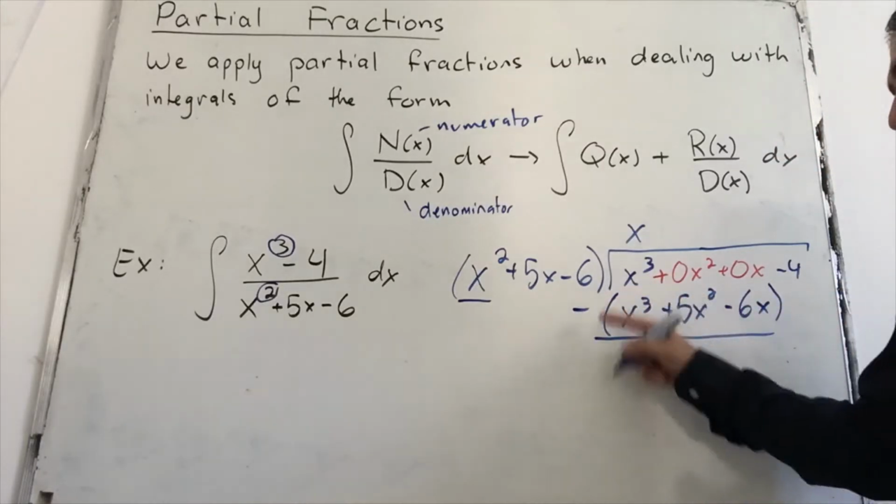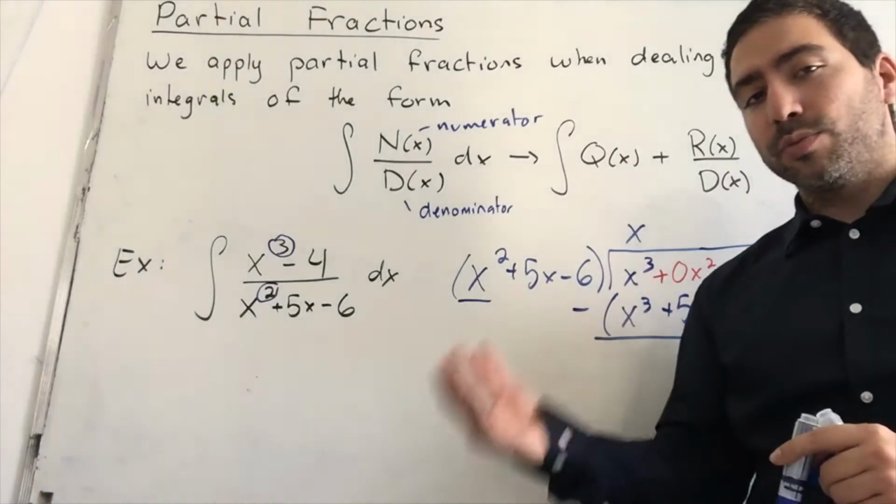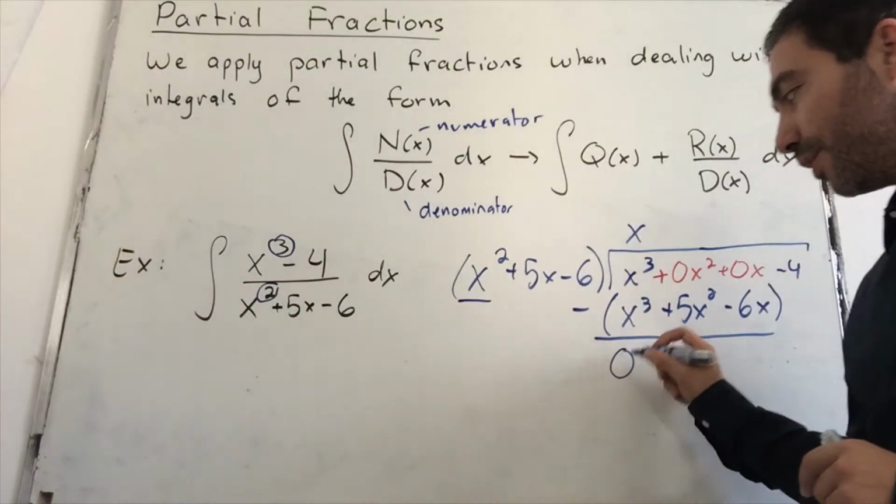When we subtract, I put it in brackets just to help us out, but you don't have to put brackets. We're doing x cubed minus x cubed. We set it up so that we always get 0. If you don't get 0 here, you made a mistake.